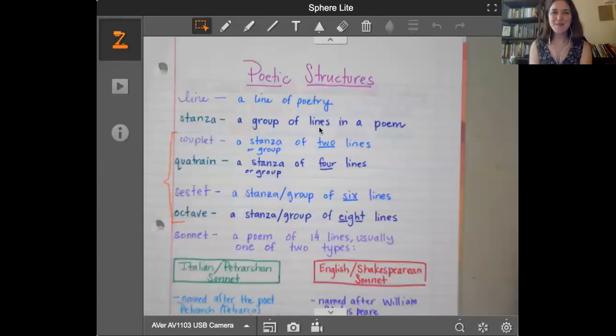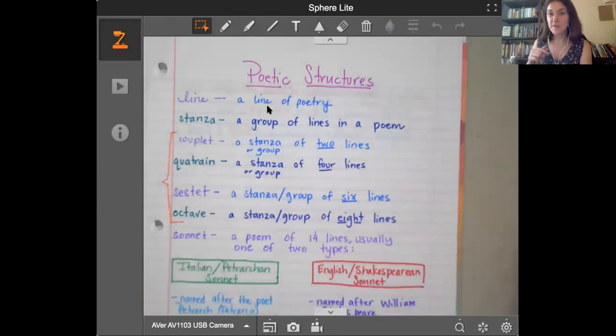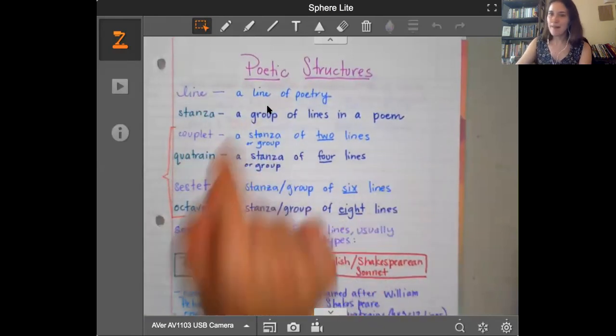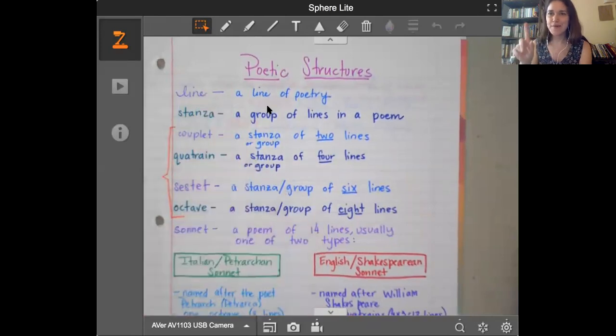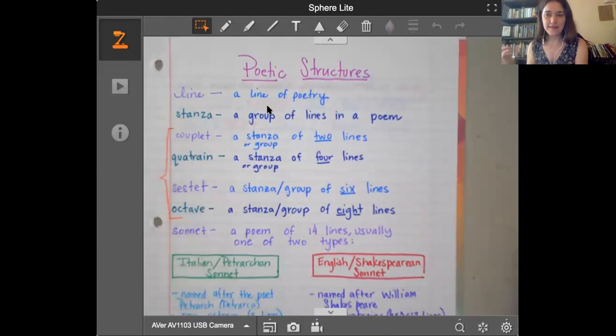Hi students, so today we're talking a little bit about structures in poetry, and we'll add to this list as well, just like our page of literary devices, as we go forward. So we'll start with the most simple things, right? A line is literally a line of poetry. A stanza is a group of lines in a poem, so this is like what we would call a paragraph in a work of prose.